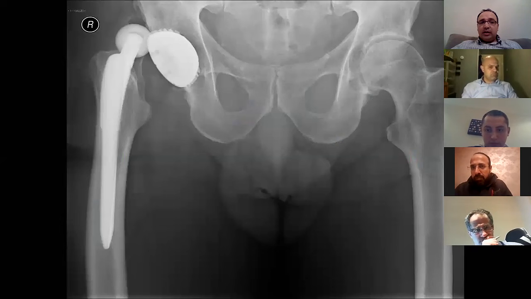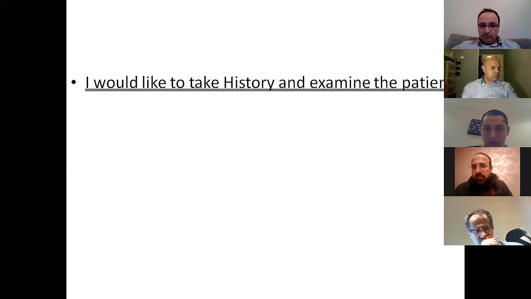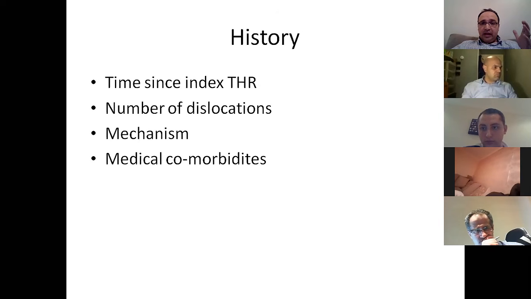The viva normally starts with an X-ray like this one. The examiner will show you this and say, tell me, what do you see? So what you say straight away is, I would like to take a history and examine the patient. Please avoid the temptation to bombard the examiner with questions at this stage. Make it brief and crisp.